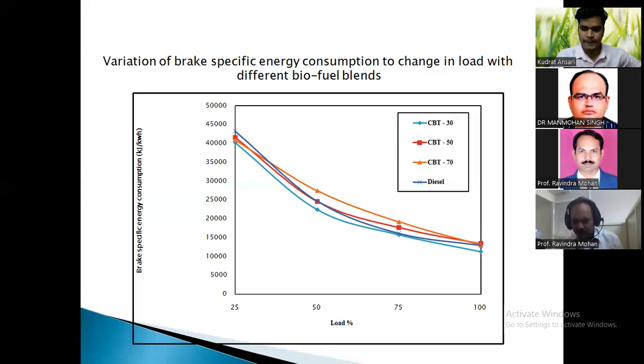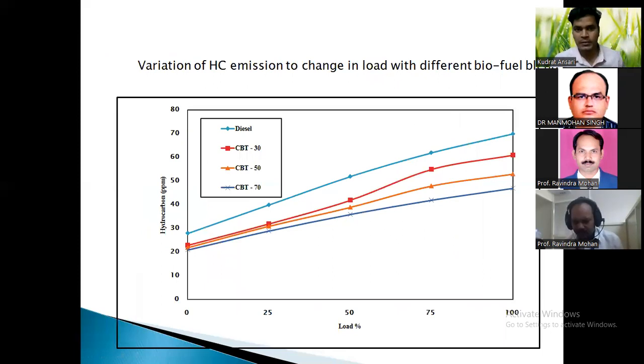So again, for obtaining the minimum energy consumption, the CBT 30% blend fulfills the criteria. Now the variation of hydrocarbon emission with change in load for the different biofuel blends.